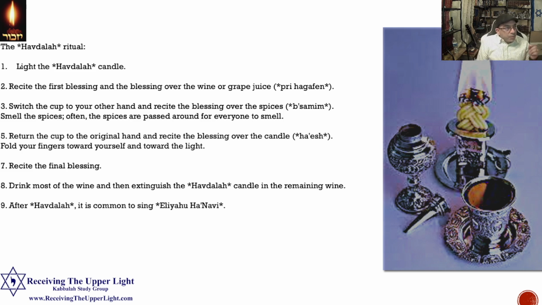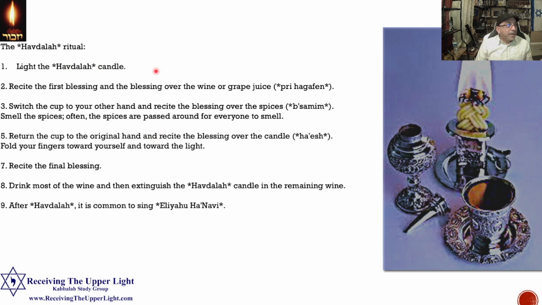Now, the Havdalah ritual has different parts, right? It's based on different blessings and different actions that we do. The first thing that we do is we light the Havdalah candle. We recite the first blessing and the blessing over the wine and grape juice. But remember, there's no prayer yet for the Havdalah candle. There's no blessing for the lighting of the candle like we do on Shabbat. And later we're going to see that there's a different blessing.